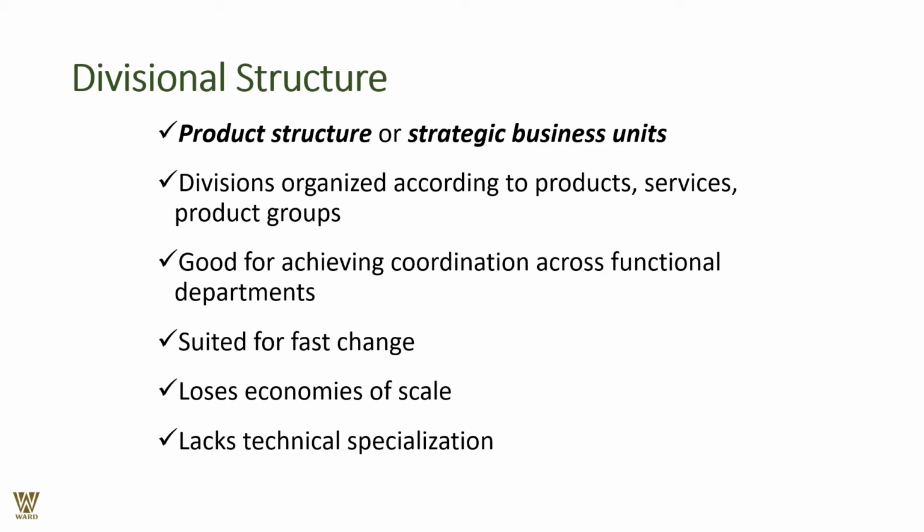Now let us move to divisional structures. It's all about product structures or strategic business units. So we have divisions organized according to product, according to service, according to the product groups as such, or even according to the market per se. Good for achieving coordination within the market, within the product, within the functional department, suited for fast change because they are tightly knit to the product, as in what is happening with the product, tightly knit to the market, as in what is happening to the market, tightly knit to the services altogether. Suits it for fast change, but with losses of economies of scale, and probably lacks technical expertise.